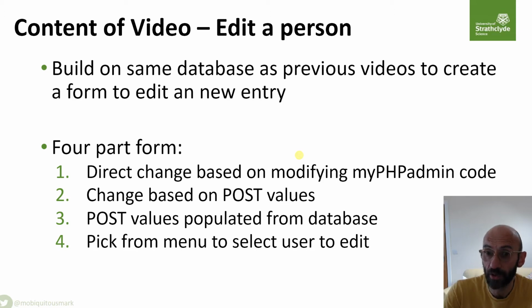First stage is we're going to look at MySQL, PHP-MyAdmin, update a record there, copy the PHP out of that, and paste that into a form so that we've got a direct change. We can modify exact values. We then have to get those values from a form, so we'll change it to base the submission on post values. We then need a form to fill in, so we'll get the values from the database for a person and fill in a form, and then we'll pick from the menu to select.